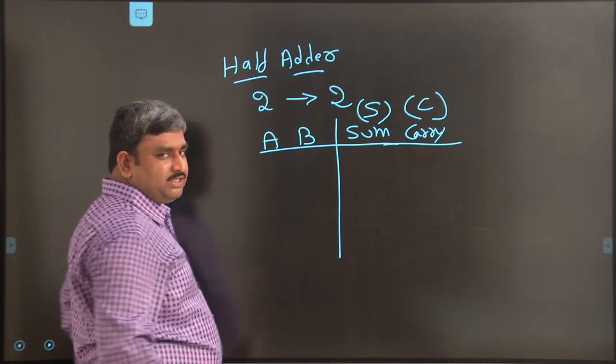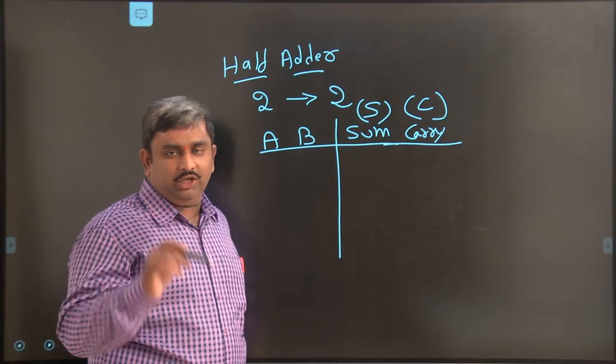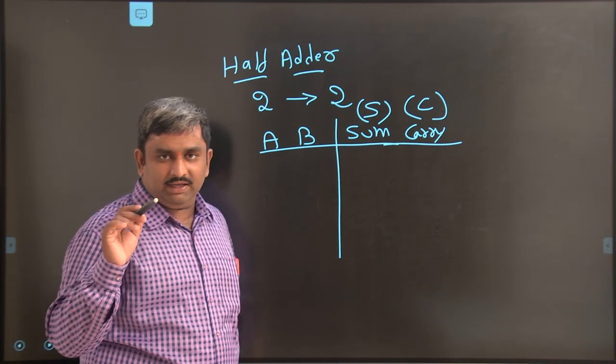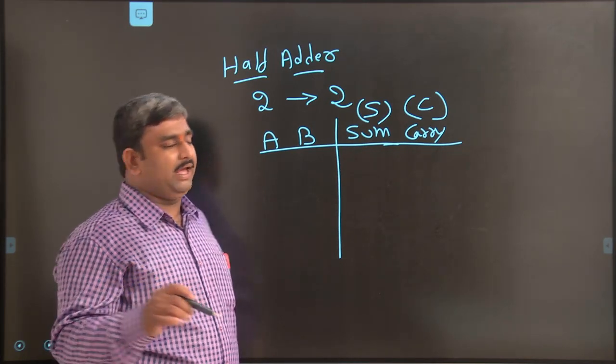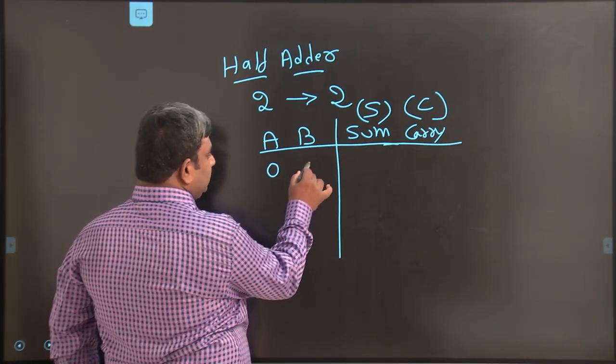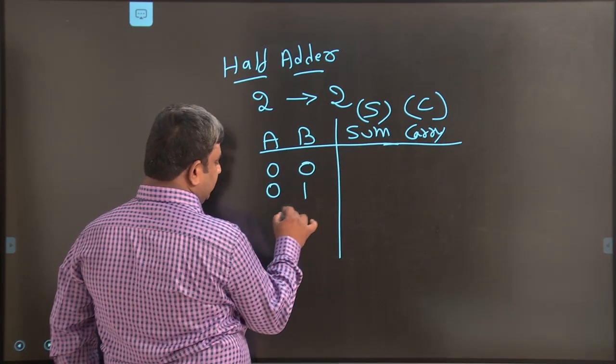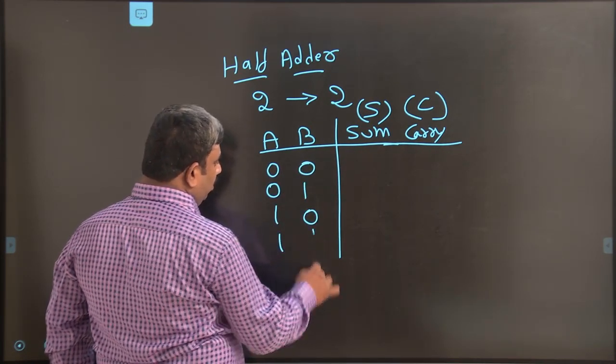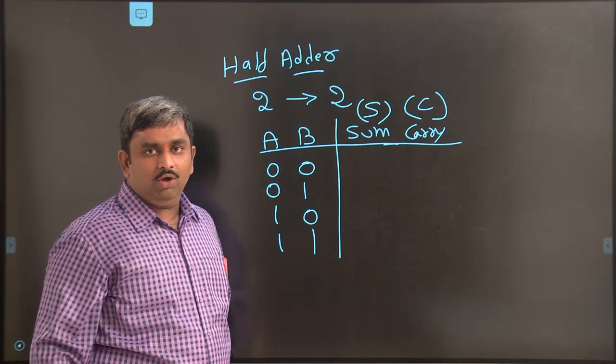So A and B, two inputs are there. Each input is a binary input, that is, it may be 0 or 1. The maximum possible combinations for AB are 0 0, 0 1, 1 0, 1 1.